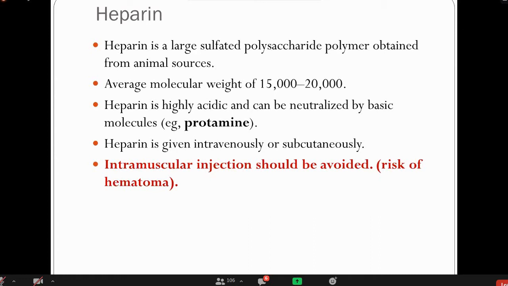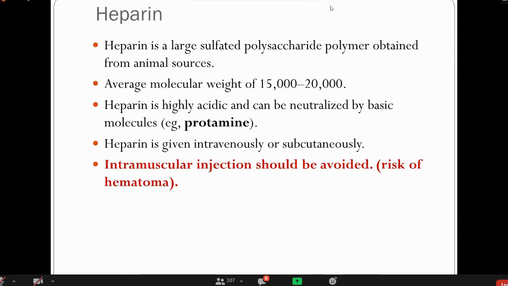And there is another importance of knowing the high molecular weight, right? One of the important points is that because of its high molecular weight or polysaccharide structure, it cannot cross the placental barrier. So is there any importance to know this point? Yes, because if there is a need to give an anticoagulant during pregnancy, this is one of the ideal groups that can be given, because it cannot cross the placental barrier.